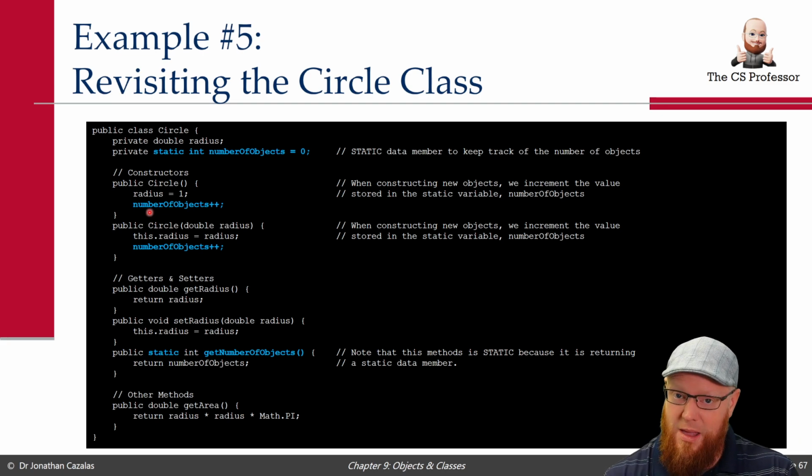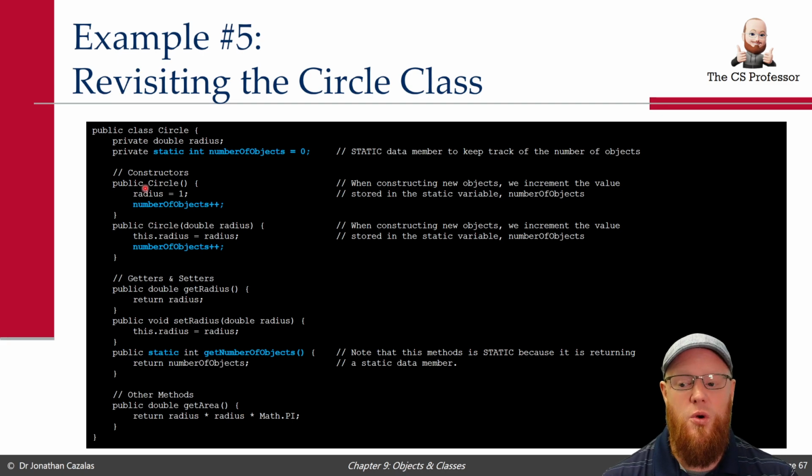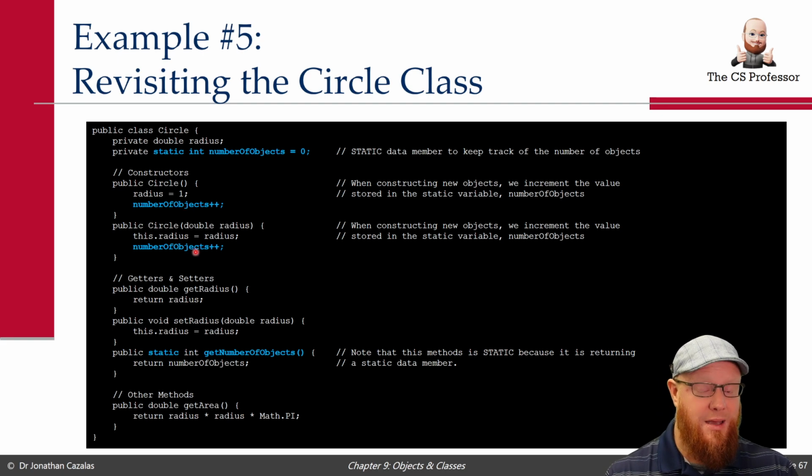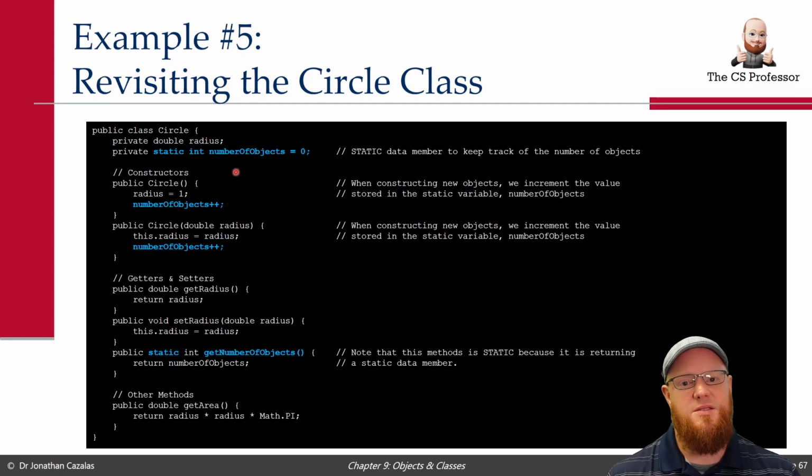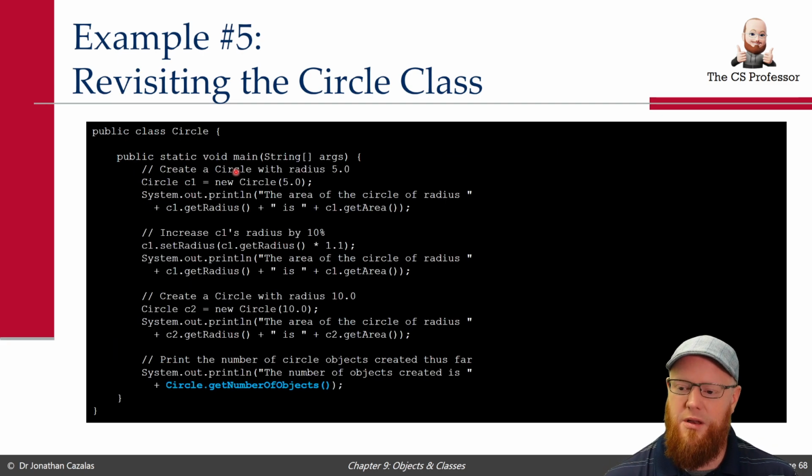Someone has asked to make a new circle. Therefore, let's increment this static variable, number of objects. So in main, if someone has created 12 circle objects, that means within these two constructors we would have invoked either this line or this line a combined total of 12 times, which means number of objects would equal 12. This is the correct use of that static variable to count the number of objects.